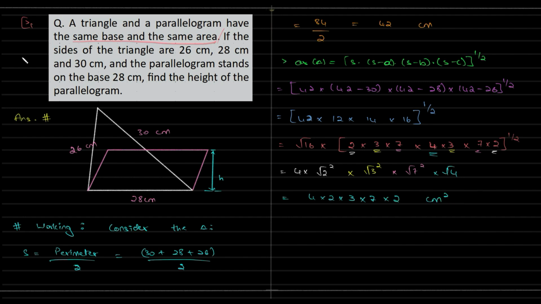Don't calculate this. Keep it as it is because this is not the final answer. The final answer is to find the height. So area of the parallelogram is given to be equal to area of the triangle. So since we know the area of the parallelogram to be base into height, which is equal to area of the triangle, which is 4 into 2 into 3 into 7 into 2. So base over here is 28. Height is h, which is 4 into 2 into 3 into 7 into 2.